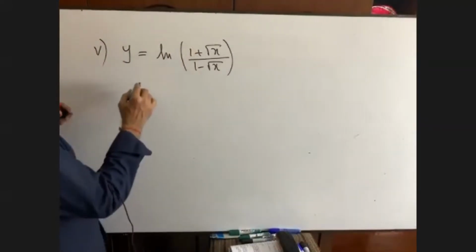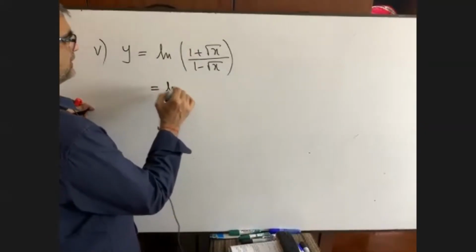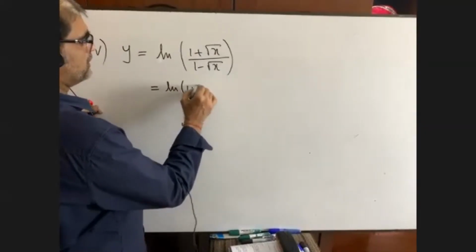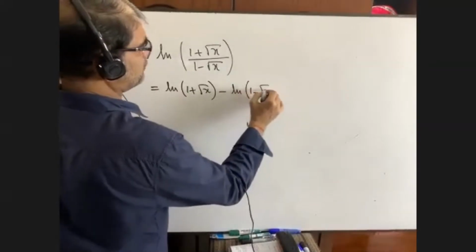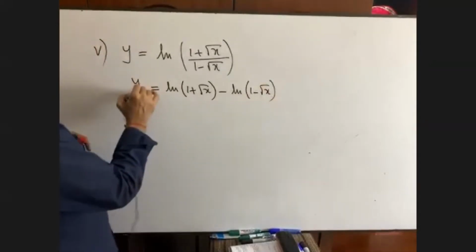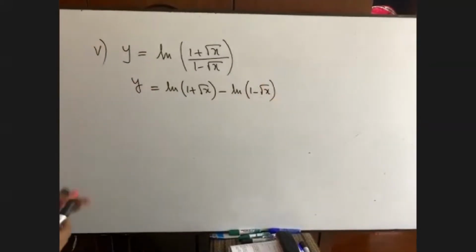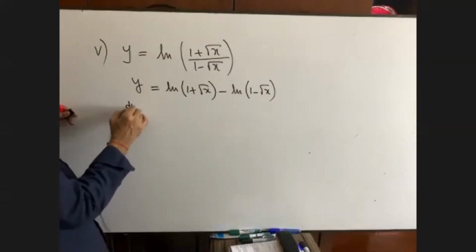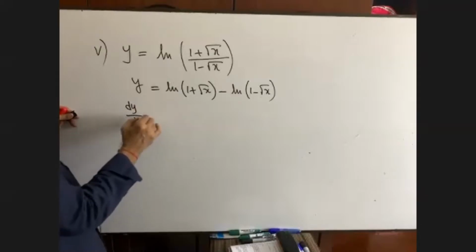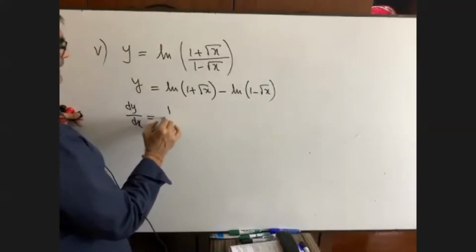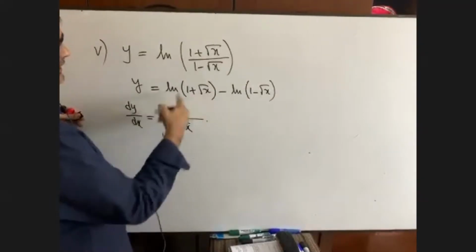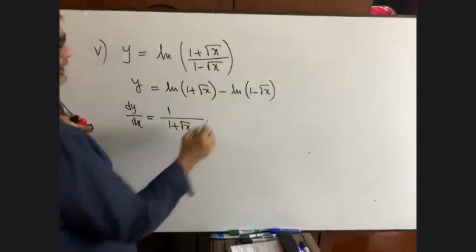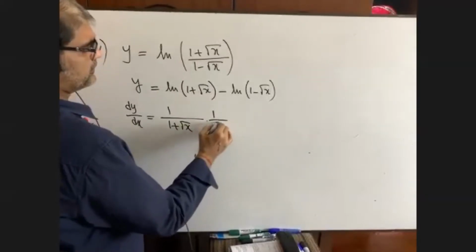Now you see, it is ln of 1 plus root x minus ln of 1 minus root x. Very easy and simple math. Now it takes 1 minute to do. What is dy by dx? dy by dx equals to what? Ln x, that is 1 by x. Now, can we differentiate at a time? And it will be 1 by 2 root x.